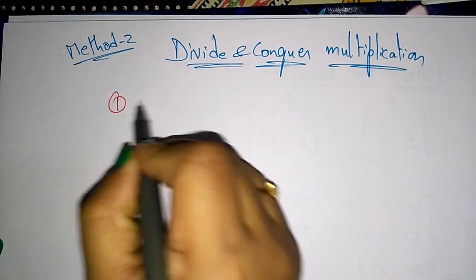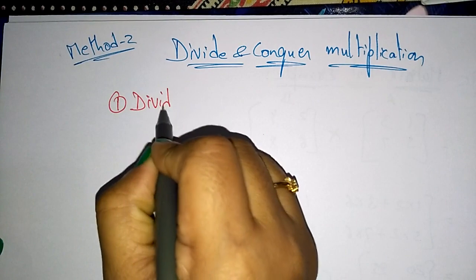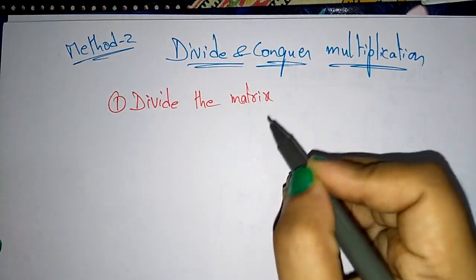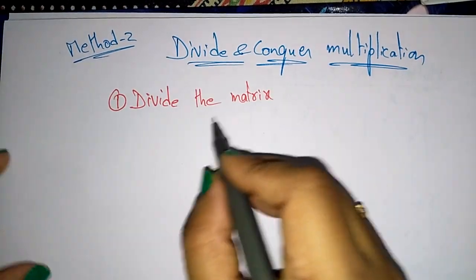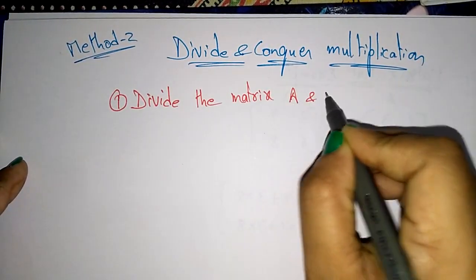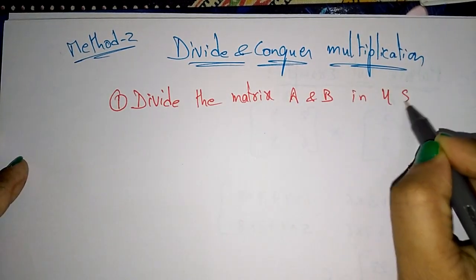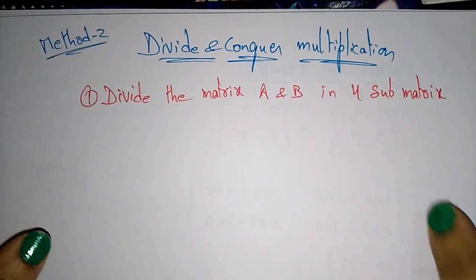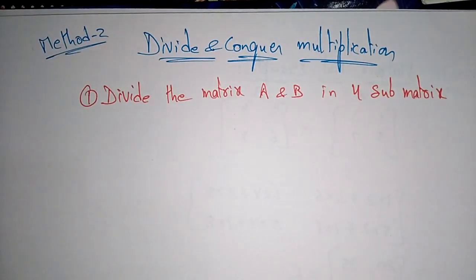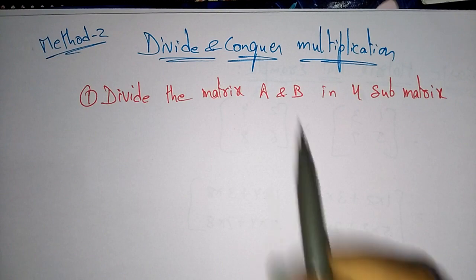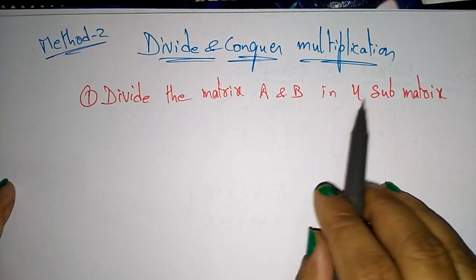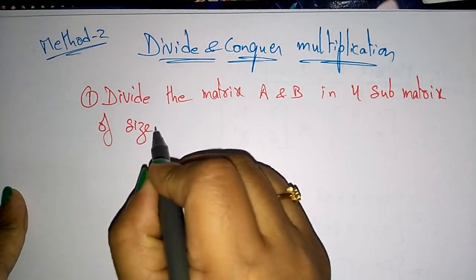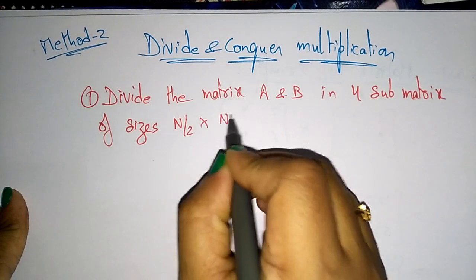First you have to divide the matrix. The array which is in matrix form, you have to divide, that is A and B, these two matrices, into 4 sub-matrices. So this is divide and conquer. First you have to divide and do the multiplication. After that you have to combine. So divide the matrices A and B into 4 sub-matrices of sizes n by 2 cross n by 2.